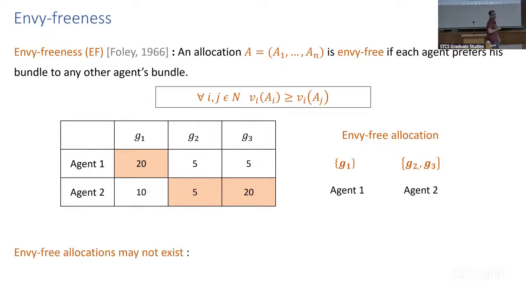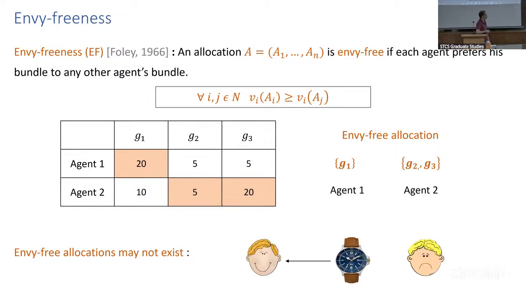So this is an envy-free allocation, but the bad news is that envy-free allocations may not always exist. So consider two agents and one item, and both of them value it positively. If we give it to one agent, the other agent would envy. Okay, so this motivates us to look at nearly envy-free allocations.